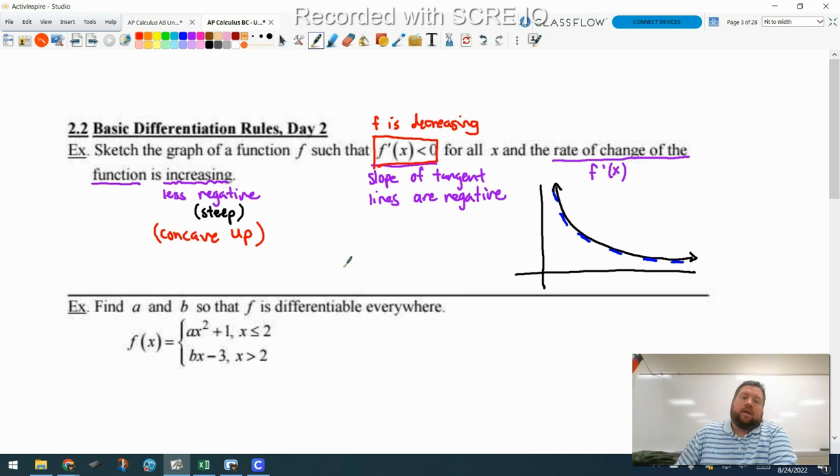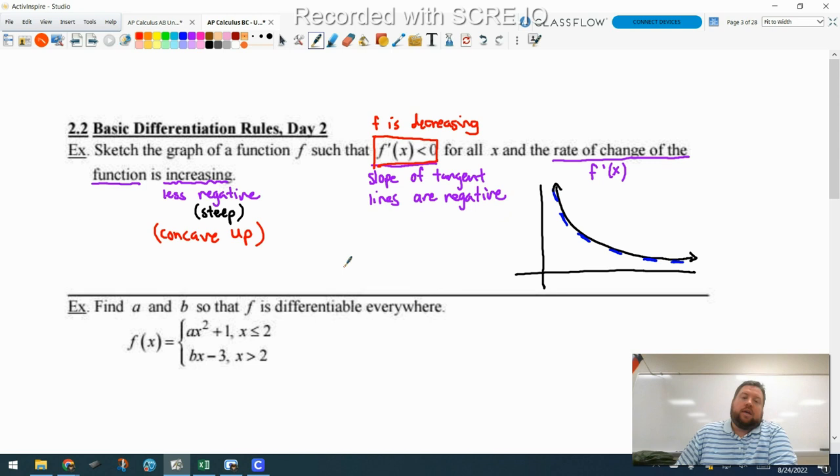if f is differentiable, therefore f is also continuous. This is a key thing for this problem. So before we can even say that the derivative is the same thing on the left and the right, we actually have to go to the original function. And we have to prove that this function is actually continuous at this point, at x equals 2.